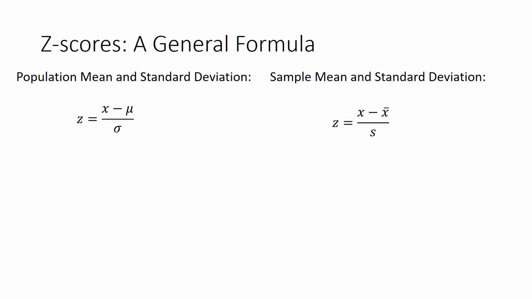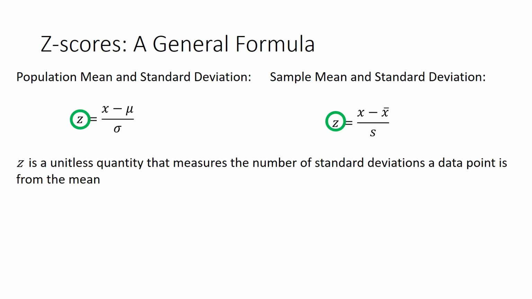So let's review the symbols and what they mean. Z in both cases is a unitless quantity that measures the number of standard deviations a data point is away from the mean. Both equations, as you can see, have this variable x in them. In both cases, x is representing a specific data value.